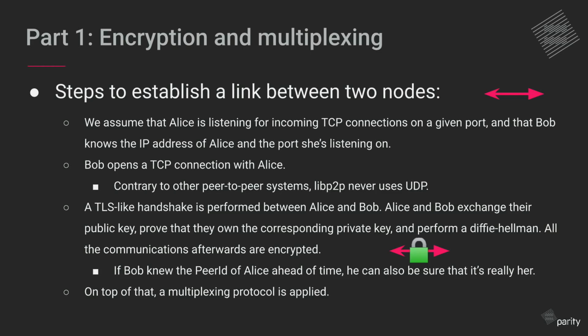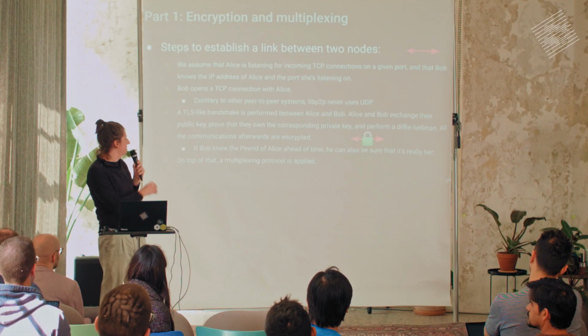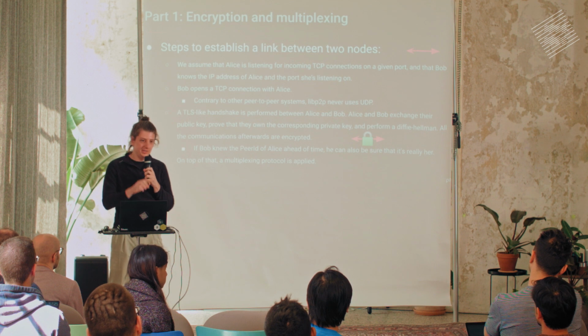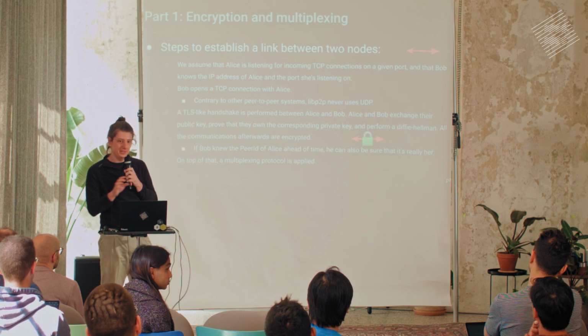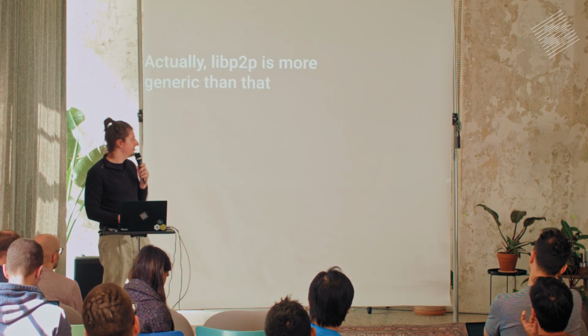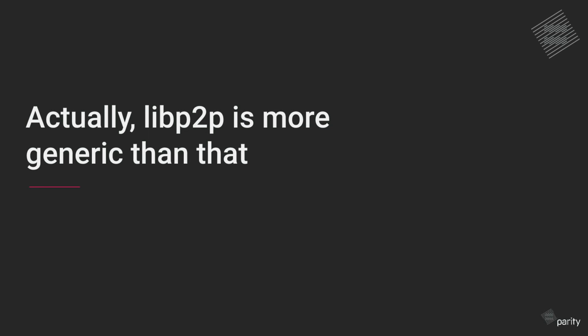Then we do a TLS-like handshake. We exchange keys. We perform a Diffie-Hellman. Afterwards, everything is encrypted. And on top of that, we apply multiplexing. And as I mentioned, if Bob knew the identity of Alice, it can also make sure that it's really Alice and not someone else. But there's a twist.